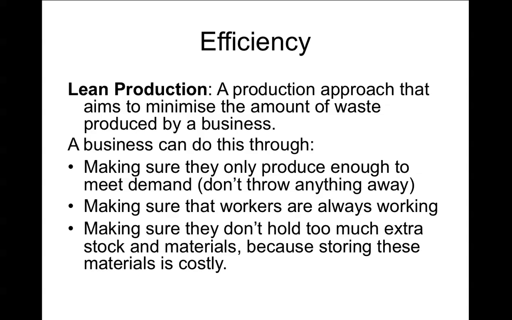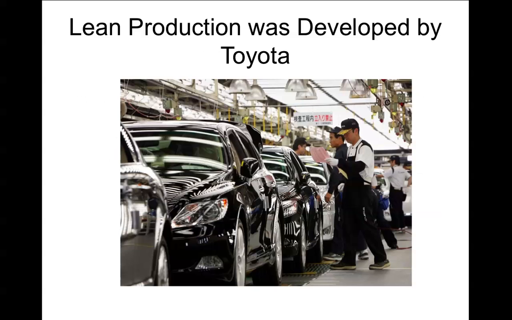Okay. The next section that we're going to be looking at is efficiency, and efficiency is all about lean production. So lean production is another vocab word. It means that it's a production approach that aims to minimize the amount of waste produced by a business. So this means that they're making sure that they don't produce too much stuff. This means that they're making sure that their workers are working on task all the time, and this means that they don't hold too much extra stock of materials because that's costly.